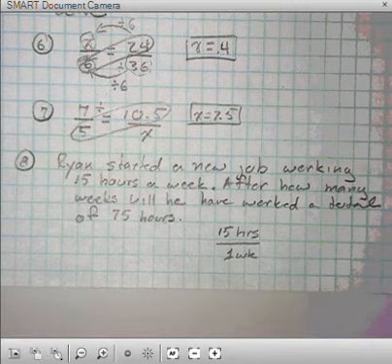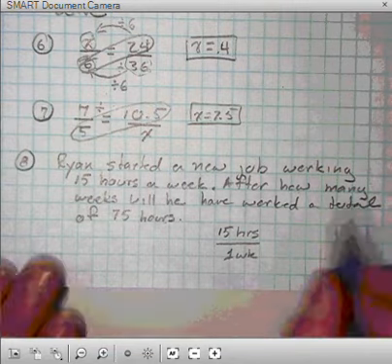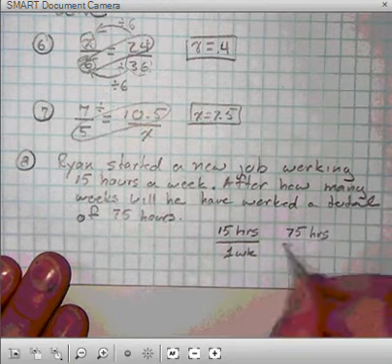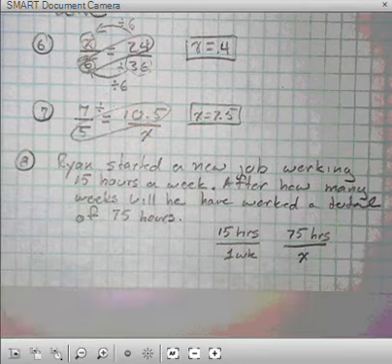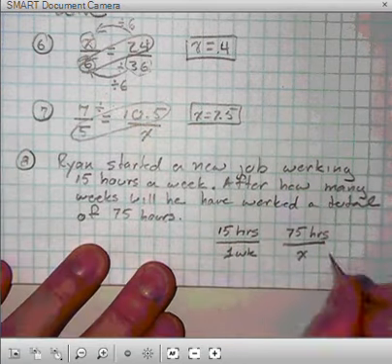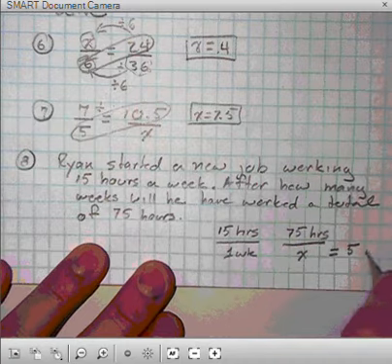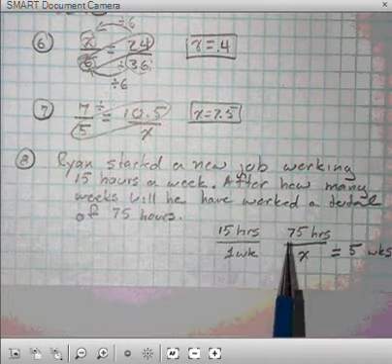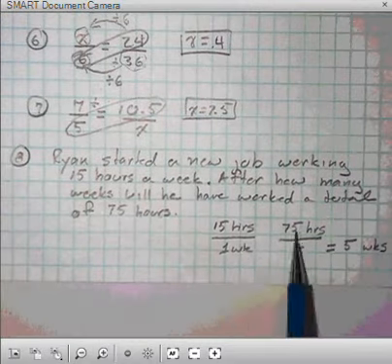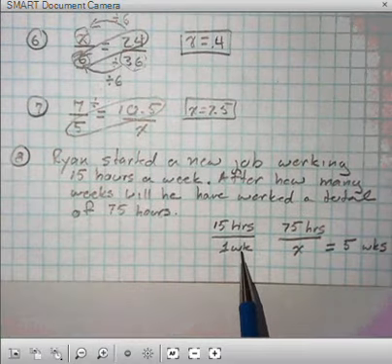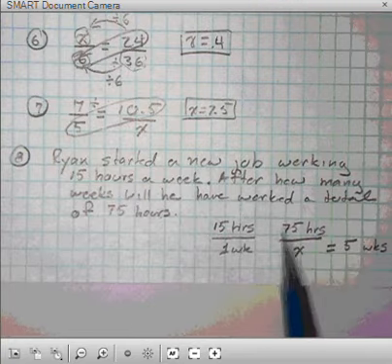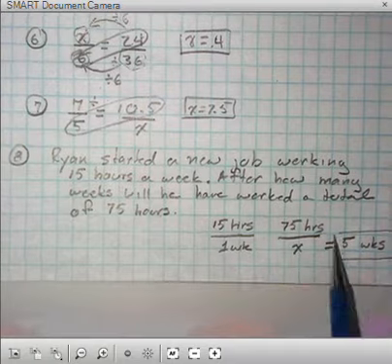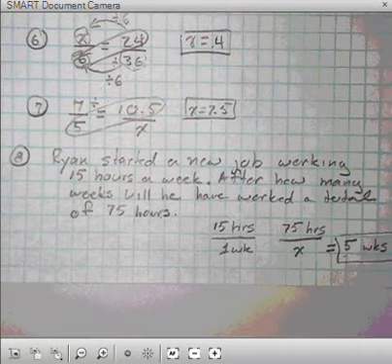Alexis? 5 weeks. And how did you get that? I did 75 divided by 15, and I got 5. Sure. All you have to do, if you set up the proportion, you multiply diagonally and divide. 75 times 1 obviously gives you 75, and then just divide that. So you know it's 75 hours total divided by 15 hours a week, leaves you with that 5 weeks, that 5-week period of time.